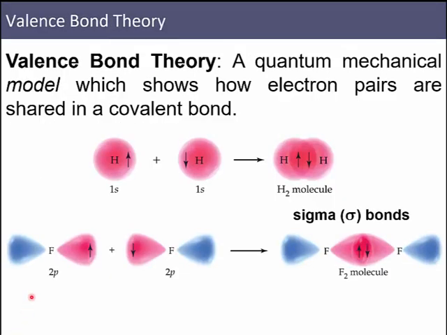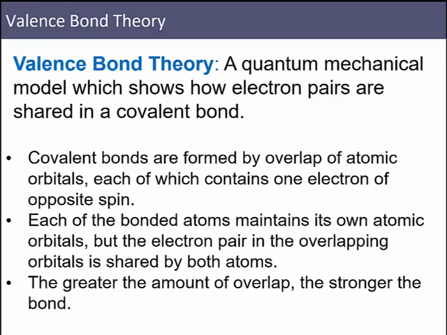Valence bond theory is a quantum mechanical model which shows how electron pairs are shared in a covalent bond. Covalent bonds are going to be formed by the overlap of atomic orbitals, each of which contains one electron of opposite spins. Remember, we had these electron spins happening before. One was spin up, one was spin down. Now they're going to share an overlap, and one will still be spin up and one will still be spin down. Each of the bonded atoms maintains its own atomic orbitals, but the electron pair in the overlapping orbitals is going to be shared by both atoms. The greater the amount of overlap, the stronger the bond.